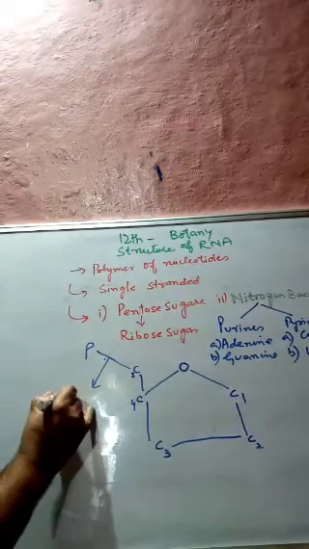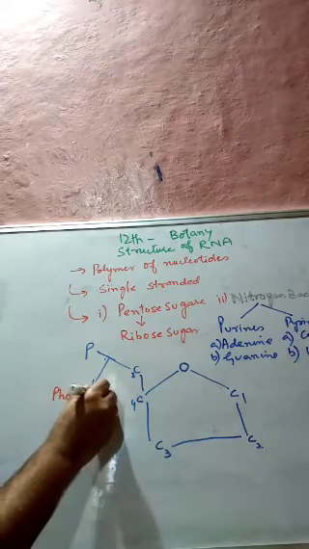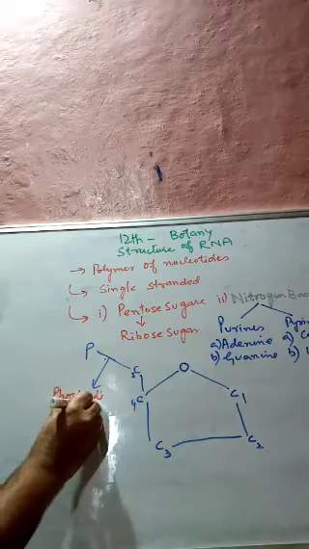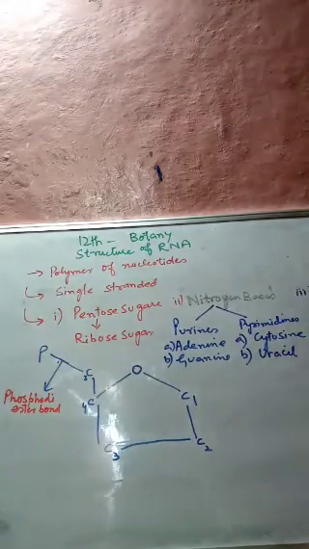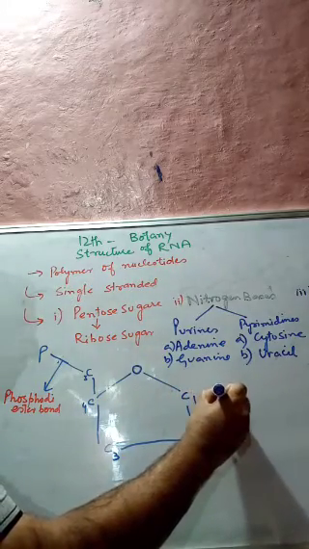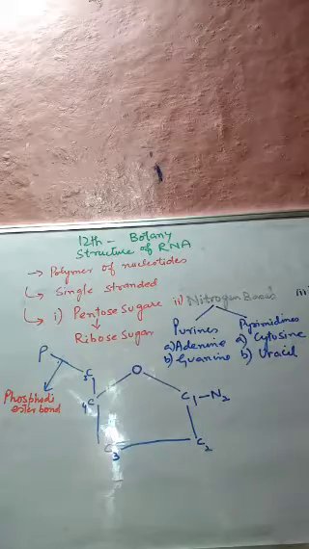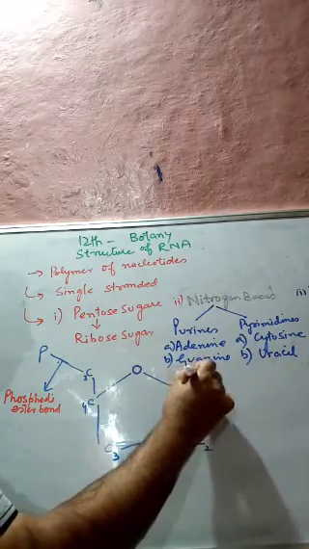The bond here is the phosphodiester bond, which is a somewhat strong bond. At carbon first, there is the nitrogen base, and this nitrogen base is attached by means of a bond which is the glycosidic bond.